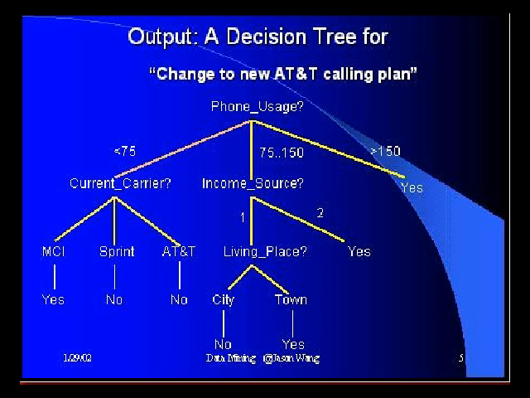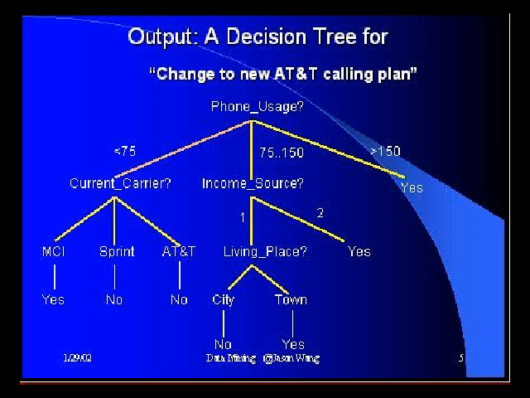So the decision tree says the following. You can look at any particular branch. For example, I look at this branch. If the phone usage is less than 75, and if the current carrier is MCI, then yes, that particular family should belong to the positive class. That is, that family will change to the new AT&T calling plan based on your training data set.